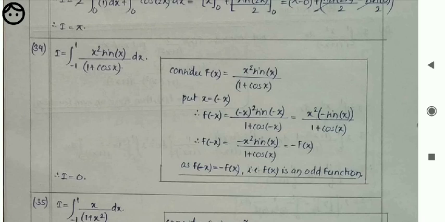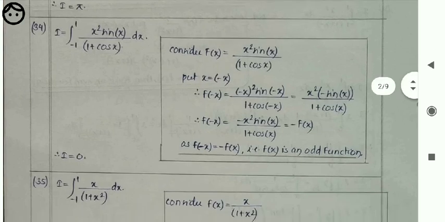So f of minus x comes out to be minus f of x, means it's an odd function. An odd function के लिए the answer of the integration is directly 0. No calculation is required. Answer is directly 0.